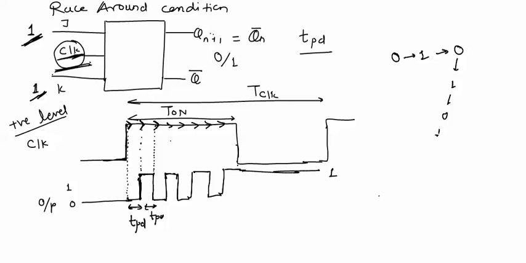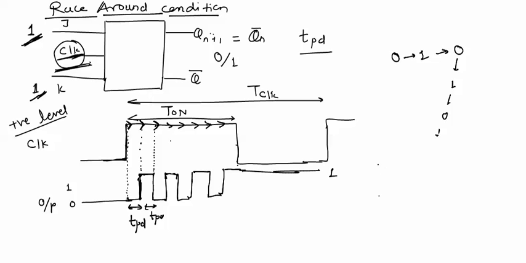At the end of the clock pulse, we don't know what the output will be. It may be 0 or it may be 1. So the output is uncertain, and this condition is called race around condition. So this race around condition can be avoided.